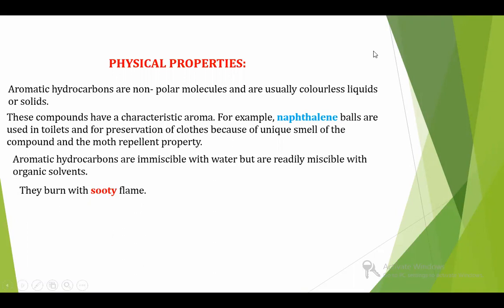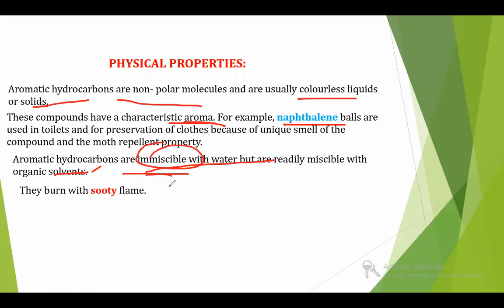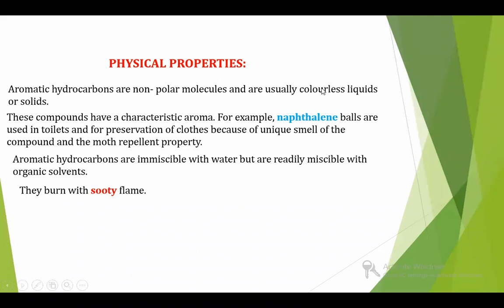Next, these are the physical properties. Here we need to remember: aromatic hydrocarbons are non-polar molecules, usually colorless liquids or solids. These compounds have a characteristic smell, aroma. Example, naphthalene is used as moth repellent balls. Next, aromatic hydrocarbons are immiscible with water but readily miscible with organic solvents. Miscible means mixing; immiscible means doesn't mix properly. And they burn with a sooty flame, dark black color. That is what we call a sooty flame. Next, these are the physical properties.